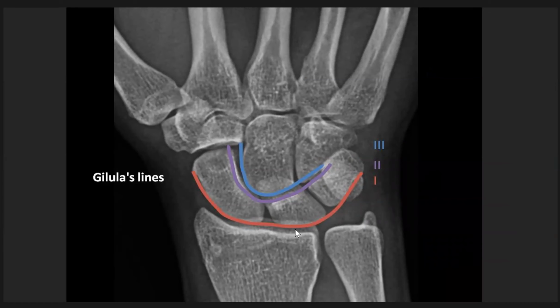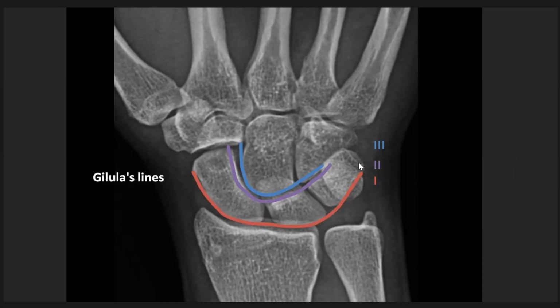Here is another PA view, and we see 3 lines called Gilula's lines. Line or arc number 1 is along the proximal aspect of the carpal bones, and it is in red. This is the scaphoid, lunate, and triquetrum.